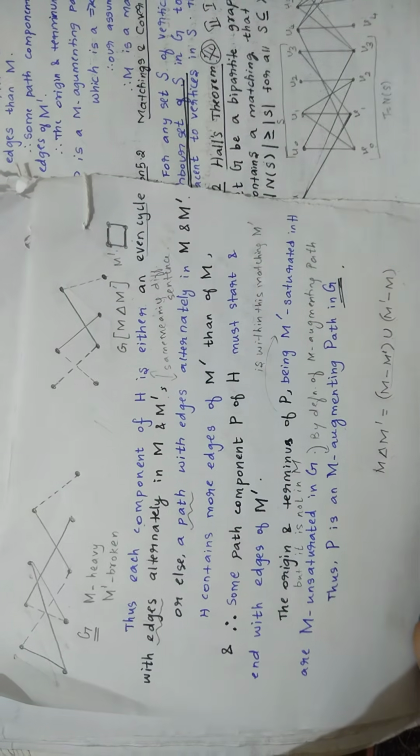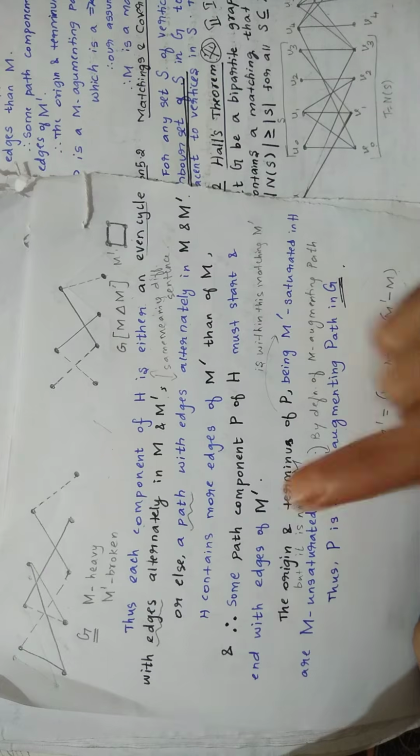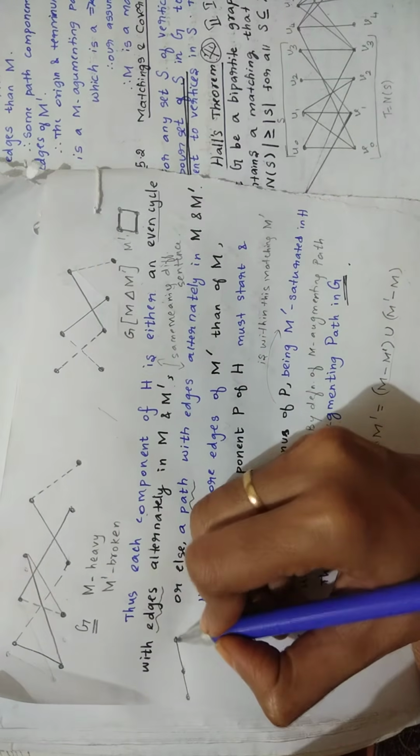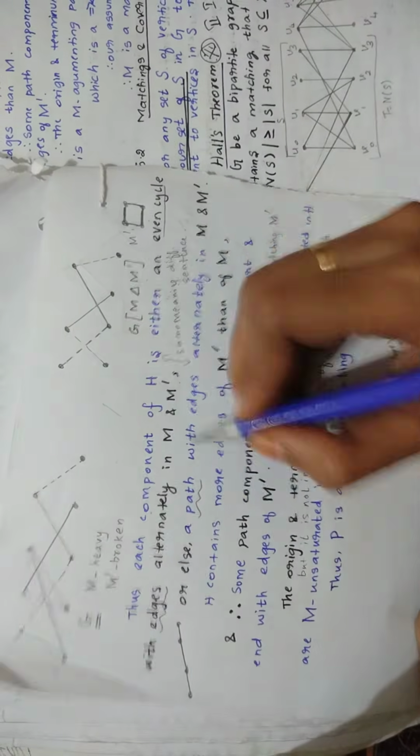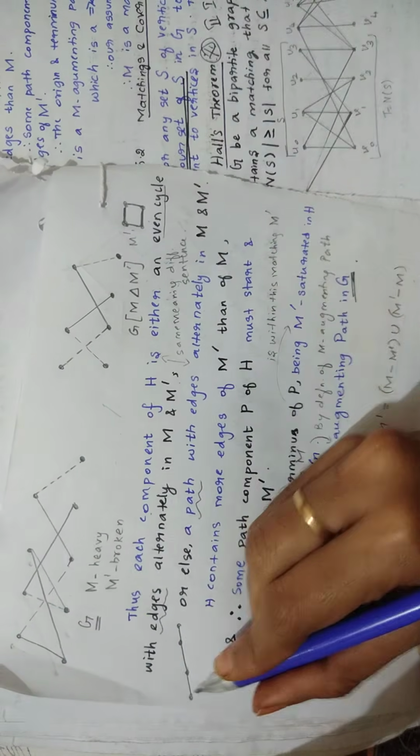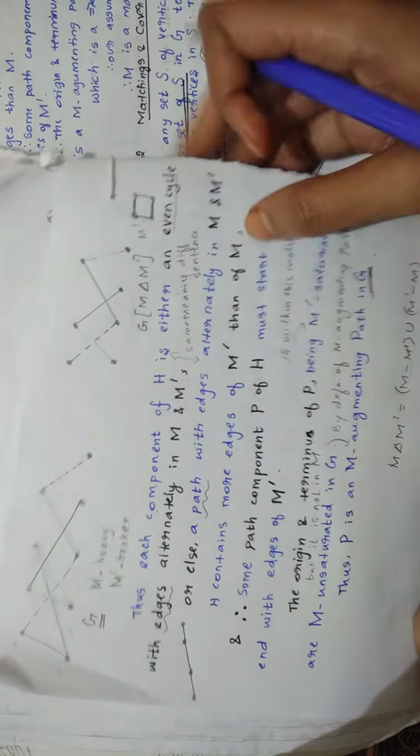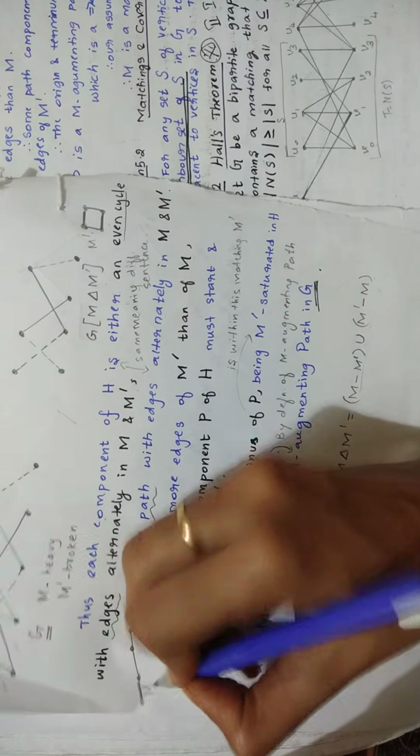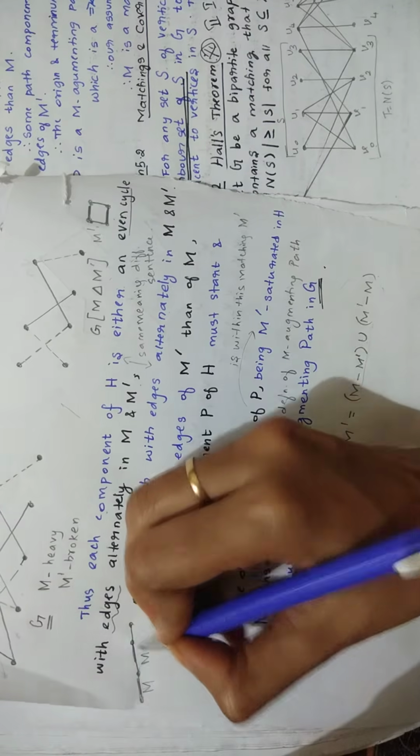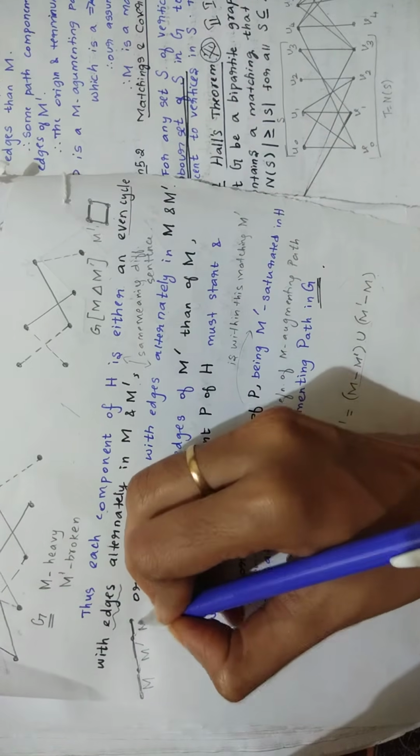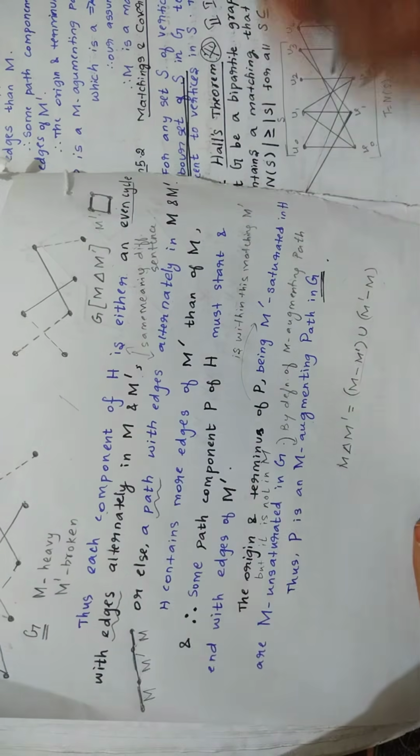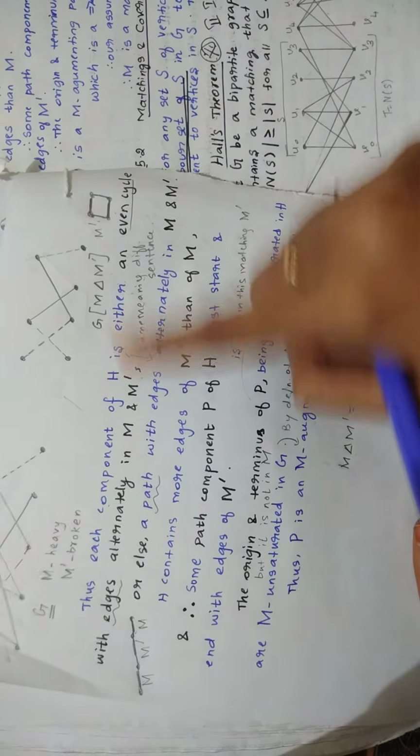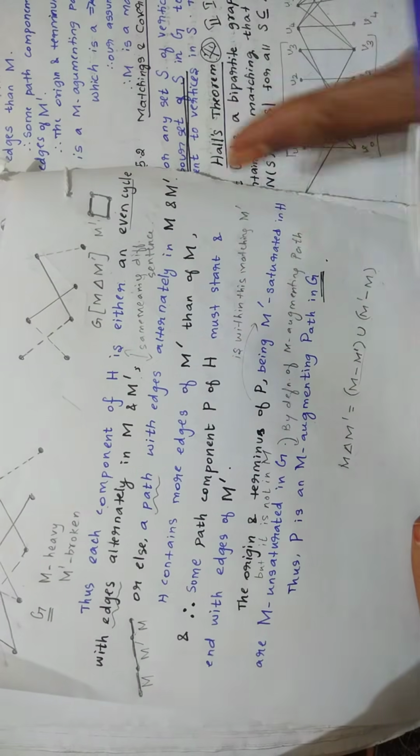Or else if it is a path, if the component of H is a path, then what will happen is, path means it's a path. Okay, path. What they are saying is, if it is a path, then the edges will be alternately in M and M dash. That is, one edge will be in M and another edge will be in M dash and another one in M. Okay, like that. If it is a path, the edges will be present like this, or if it is an even cycle, then the edges will be present like this. That is what they are saying.